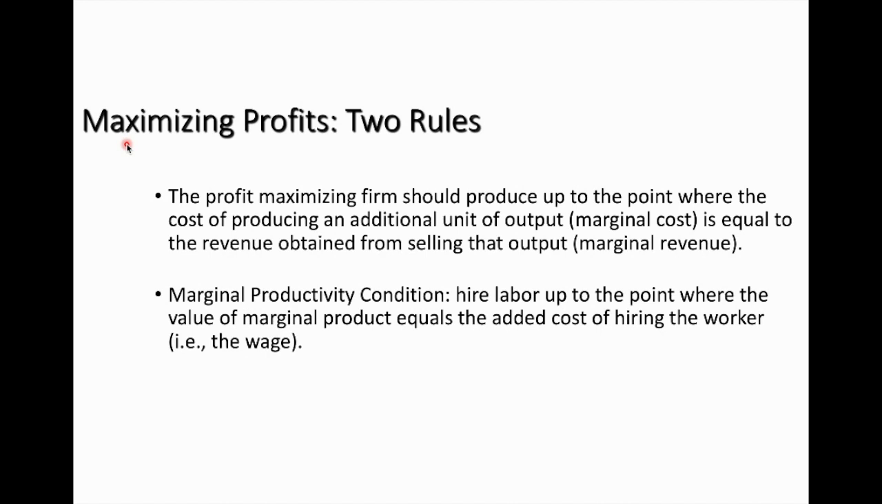To start the discussion, let's first look at the two conditions or the two rules that firms can use in order to maximize profit. The first rule that I believe is very common to many of us is the marginal cost, marginal revenue condition, where using this rule, we can identify the profit maximizing output level for a firm.